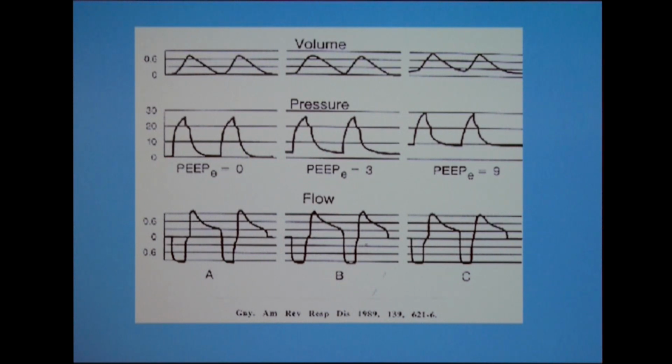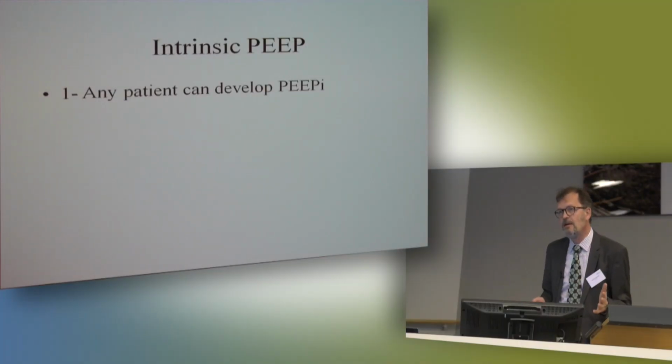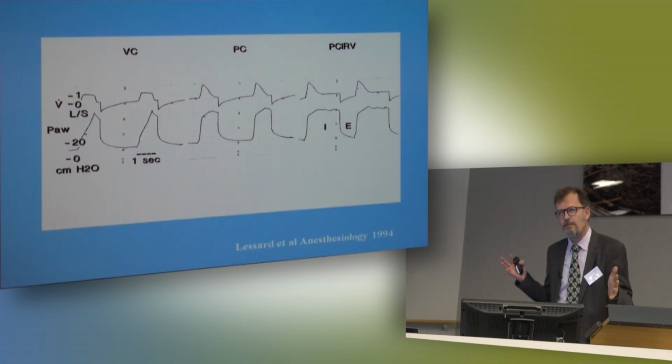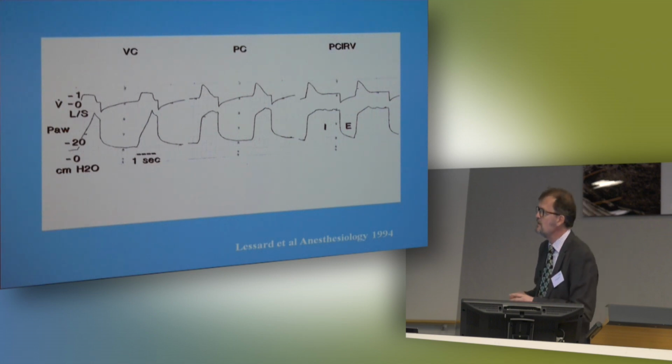You don't know how much is the intrinsic PEEP, although you could calculate it, using the equation I've shown. So the first message here is that for any patient in the ICU, shortening the expiratory time will create intrinsic PEEP. That's important to remember because intrinsic PEEP is often associated with COPD, and we will see why. But even in ARDS, by simply shortening the expiratory time, you will create intrinsic PEEP.